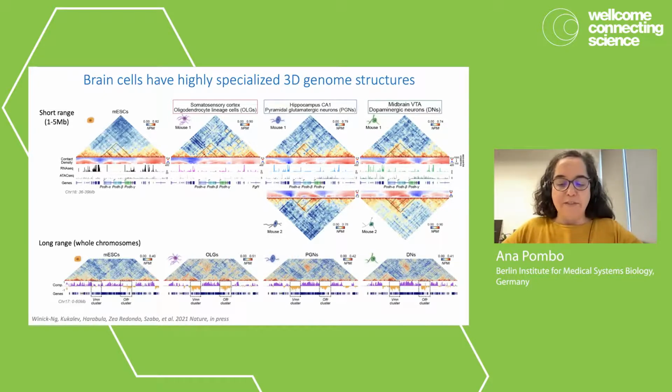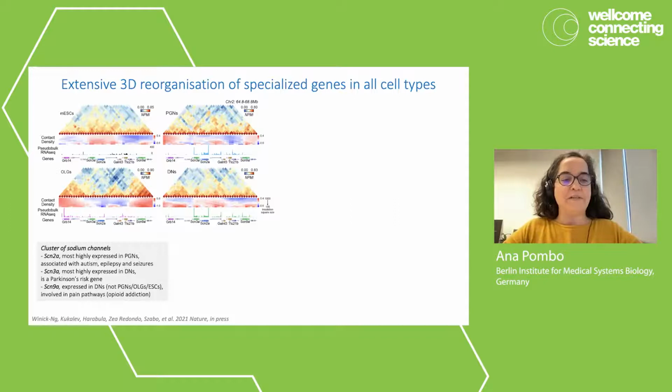Now, after these initial visual inspections, just to understand whether there were differences worthwhile studying, we then moved to more quantitative analysis, where we essentially started looking also at specific genes, in particular at the organization of topologically associated domains. And here is one interesting locus containing the cluster of sodium channels, in particular SCN2A, which is most highly expressed in the PGNs, and is associated with autism, epilepsy, and seizures, and actually different mutations in this gene lead to different diseases and also different onset of the disease.